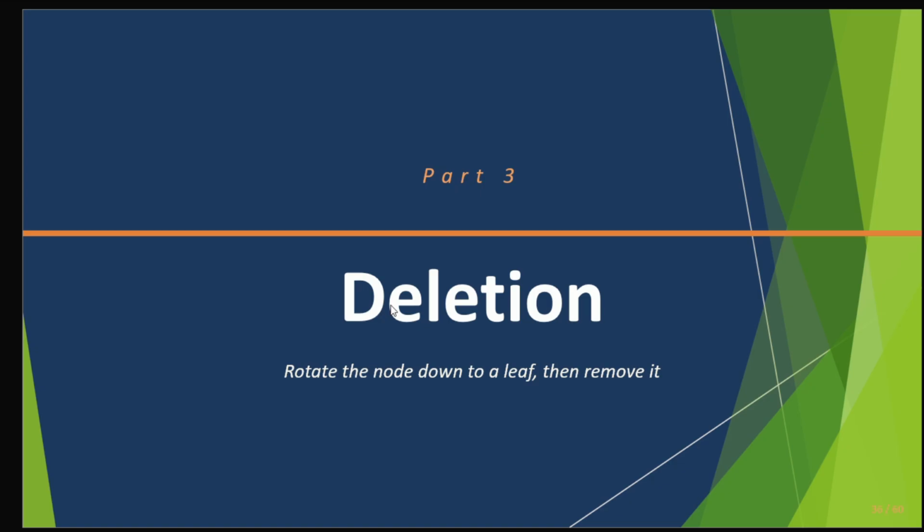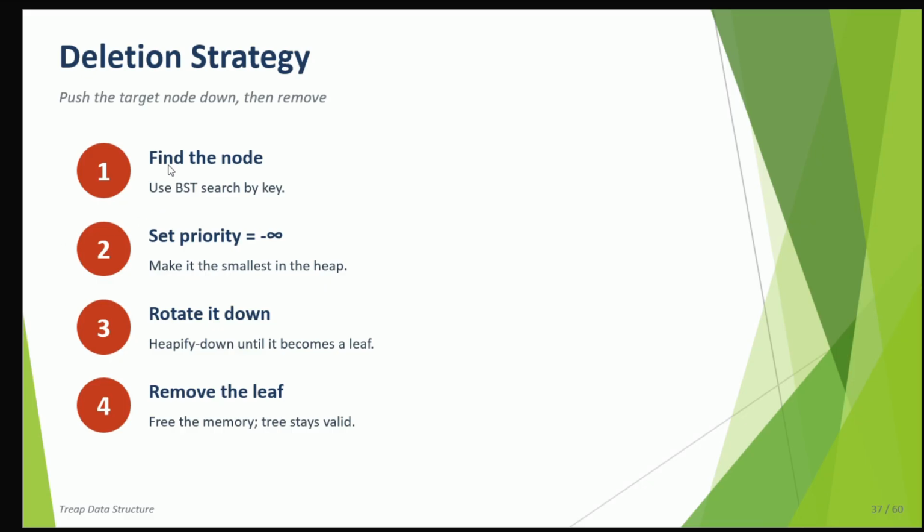Now about the deletion algorithm of TREAP. It has 4 steps. First step is searching: we will follow the steps of searching a node in a BST. After finding the node, we will set the priority value of this node as -infinity. After setting the priority value, we will rotate it down so that the node can be easily deleted. After that, we will simply remove the node from the tree.